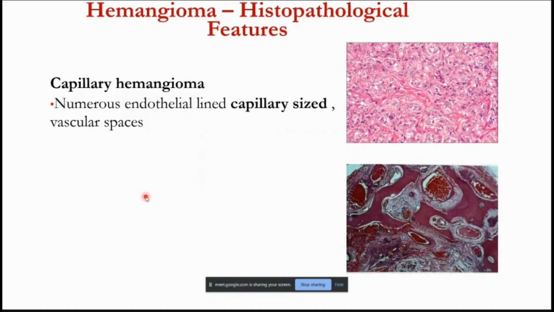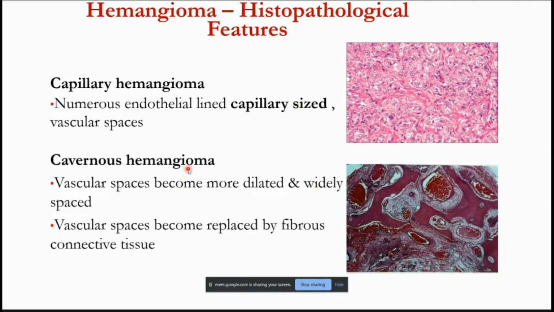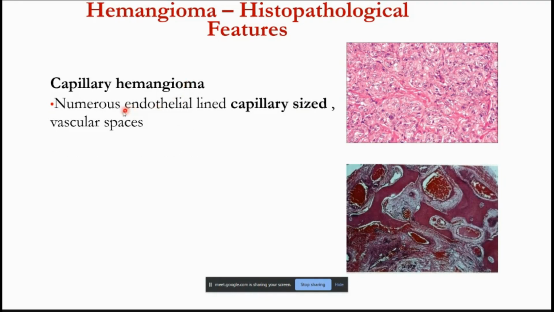Histopathologically, it is of two main types, which I'm going to discuss today. One is called capillary hemangioma, and the other is called cavernous hemangioma. Capillary hemangioma has numerous capillaries, as you can see here, and all these capillaries are lined by endothelium. There is a lot of proliferation of these small-sized blood vessels.